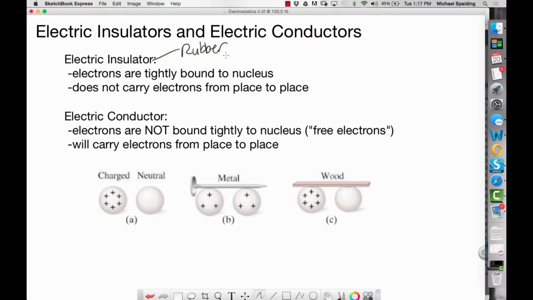Okay, what else is an insulator? Wood. What else? Plastic. Plastic does not conduct electricity. Okay, what are good conductors?